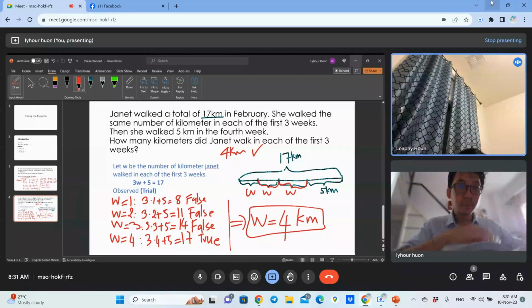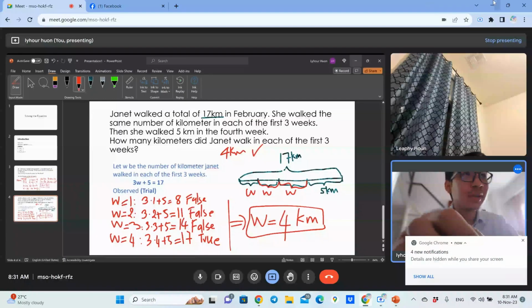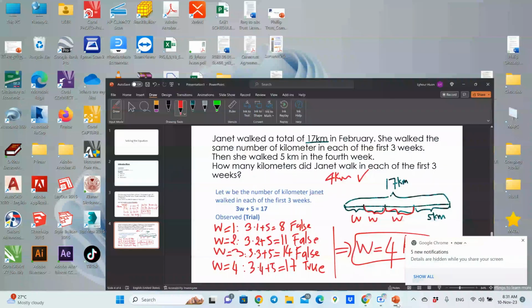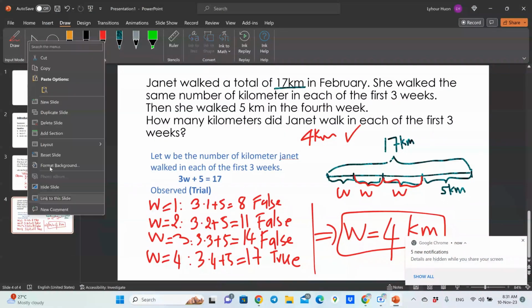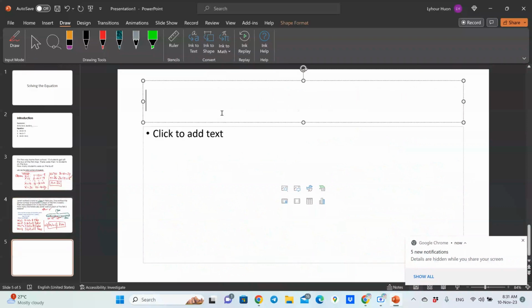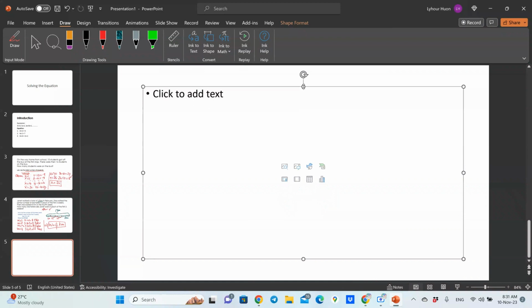I love books. So another way to solve this equation is by inspection.